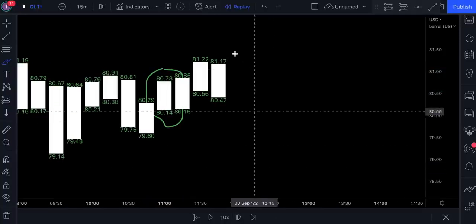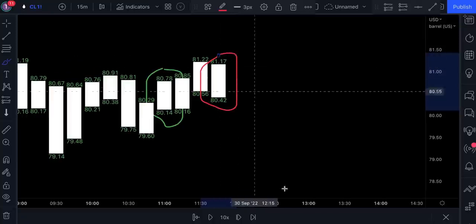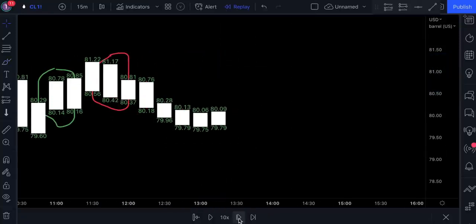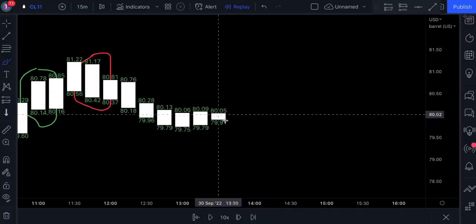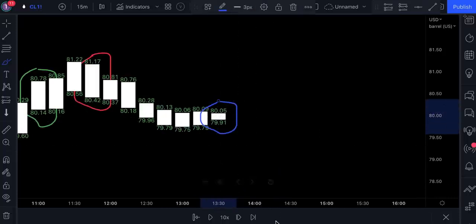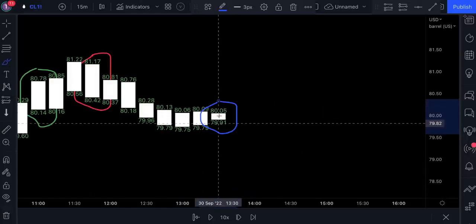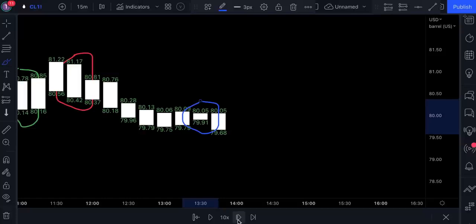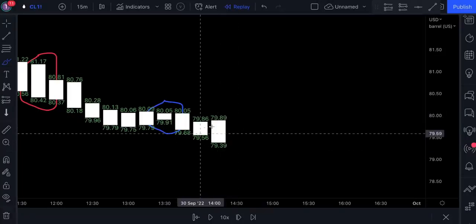The second formation is the bearish candlestick. Bearish candles have lower highs and lower lows compared to the previous candlesticks. The third type is the inside candlestick. It has a lower high and a higher low compared to the previous candlestick. Even if the high or the low is equal to the previous candlestick, it's still considered an inside bar. And the last formation is the engulfing candlestick. This type of candlestick has a higher high and a lower low compared to the previous bar.